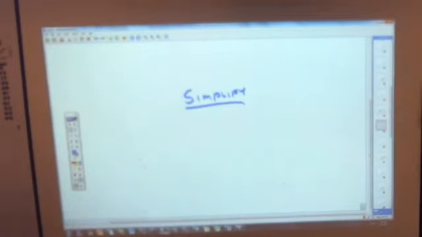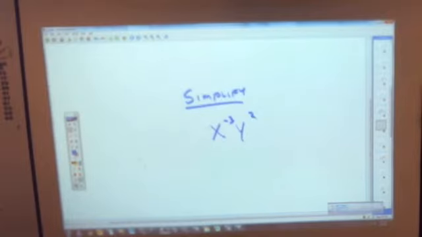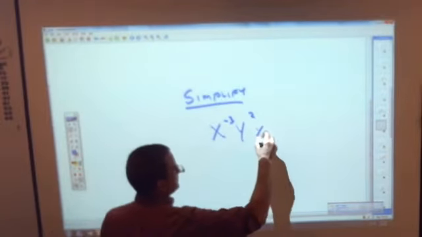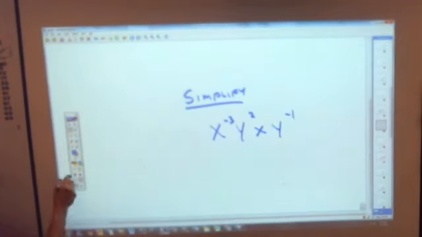Ready? X to the negative 3, y squared, x, y to the negative 1. What do you think you would do there? River, you seem to be looking perplexed. First of all, remember my words of advice there: negative exponents are not your friend. How do I make and fix negative exponents so they become your friends? Make them positive.